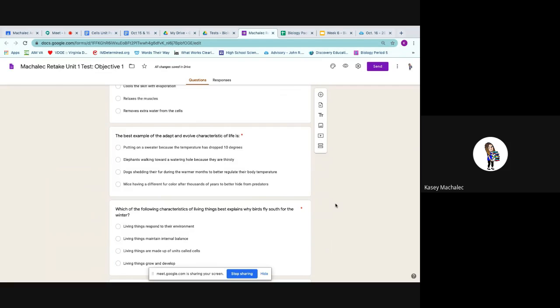Next question. The best example of the adapt and evolve characteristic of life is putting on a sweater because the temperature has dropped 10 degrees, elephants walking towards a watering hole because they are thirsty, dogs shedding their fur during the warmer months to better regulate their body temperature, or mice having different fur color after thousands of years to better hide from predators. Which is the best example for adapt and evolve?